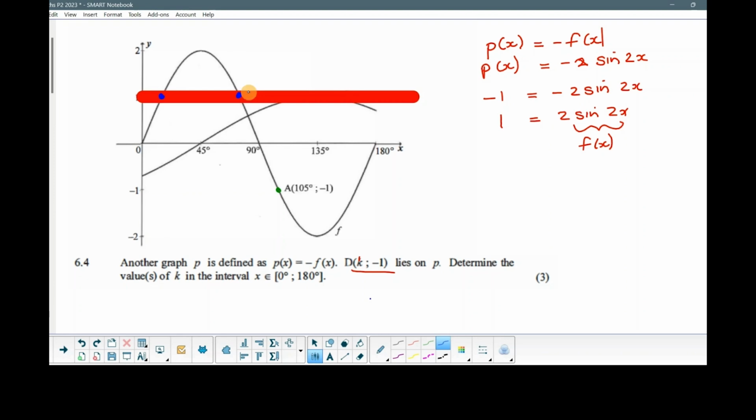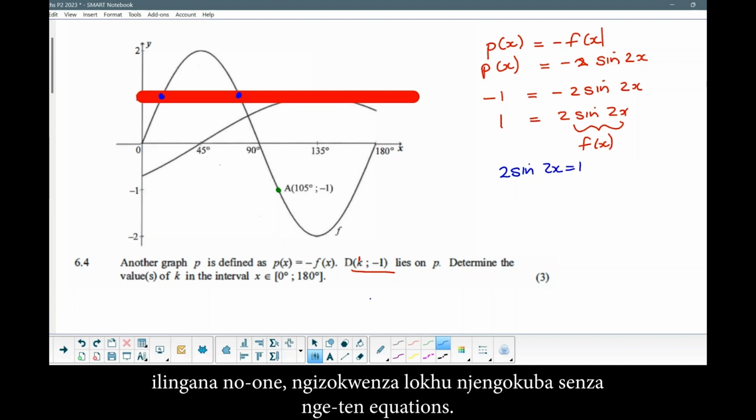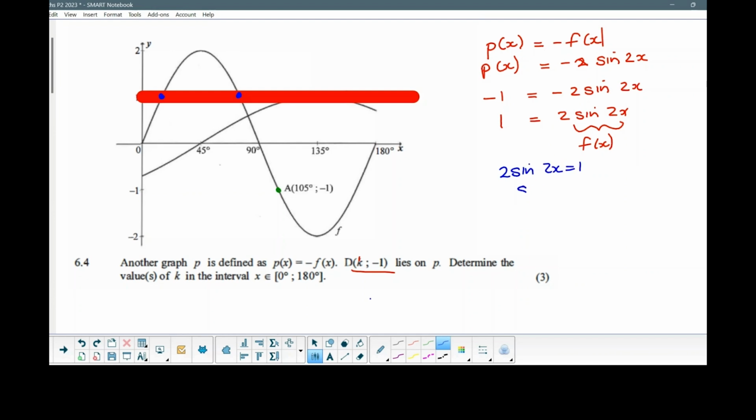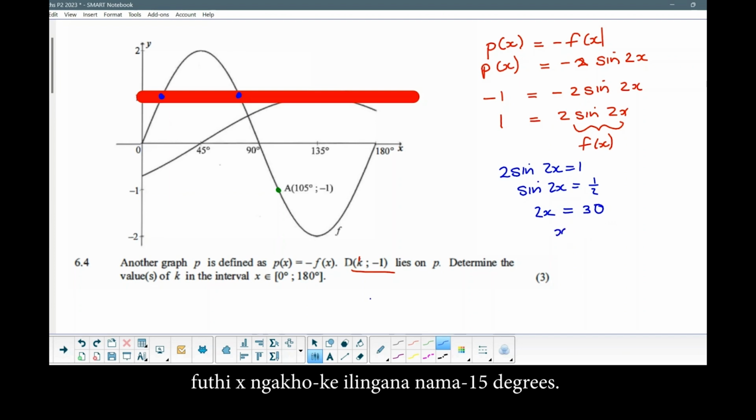So when is 2 sine of 2x equal to 1? We can do this quickly. If we have 2 sine of 2x equal to 1, I'm going to do this like we do grade 10 equations. Sine of 2x is equal to half. So that means 2x is equal to 30, and x is therefore equal to 15. So this x value is 15 degrees.